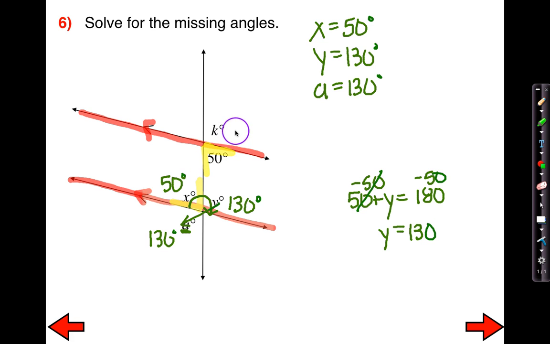Now, would you want to do supplementary over figuring out which ones are congruent? I wouldn't say so. I would want to go ahead and say either corresponding or alternate exterior. You're going to get the same exact answer with less work. So I'm going to go ahead and say K has got to be 130 degrees.